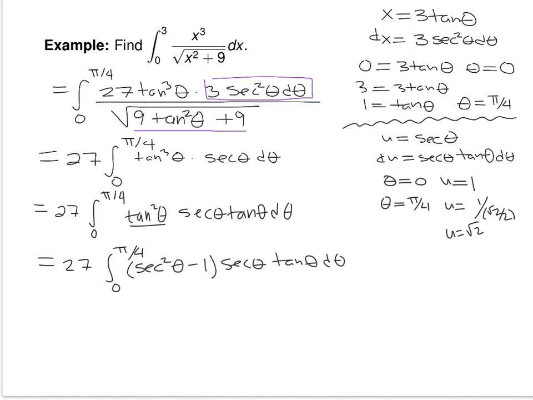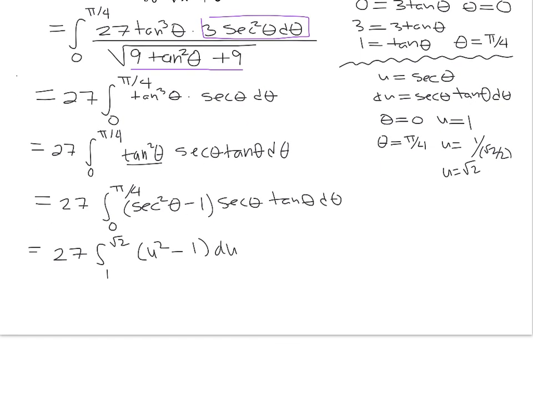And now let's make our substitution. So we have 27. Remember, our bounds change to 1 to root 2. And we'll just have u squared minus 1 du. Lovely. So that will be 27 times 1/3 u to the third minus u, evaluated from 1 to root 2.